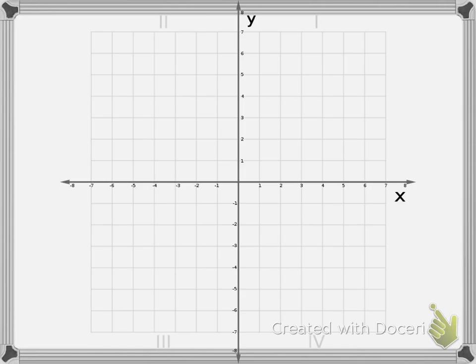So let's look at this first point. Our first point is letter P, and it's -2, 4. Which quadrant does that go in, Hannah?